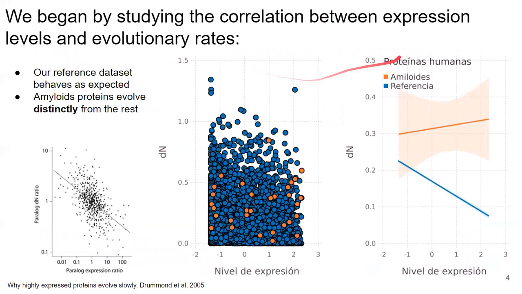So what we found is that amyloids are proteins that are highly expressed and also that they evolve really fast. This is not how the rest of the proteome works, as we can see here. We can see that in the rest of the proteome, if a protein is highly expressed, it evolves really slowly. And we can see that this is according to what is well known in the literature.